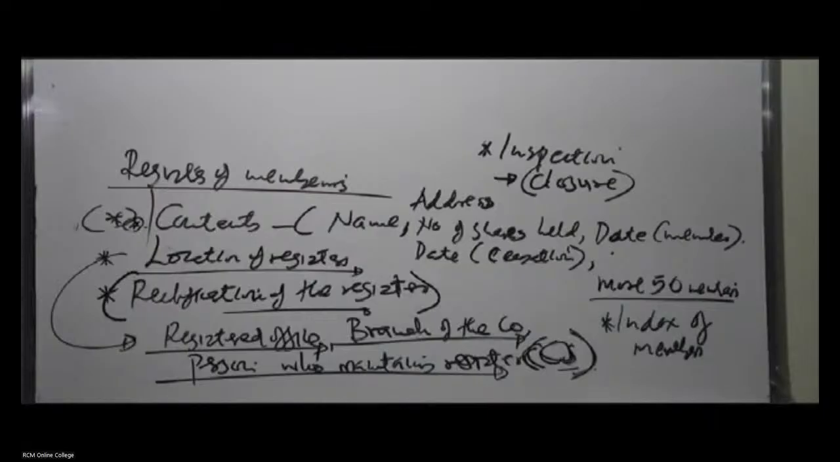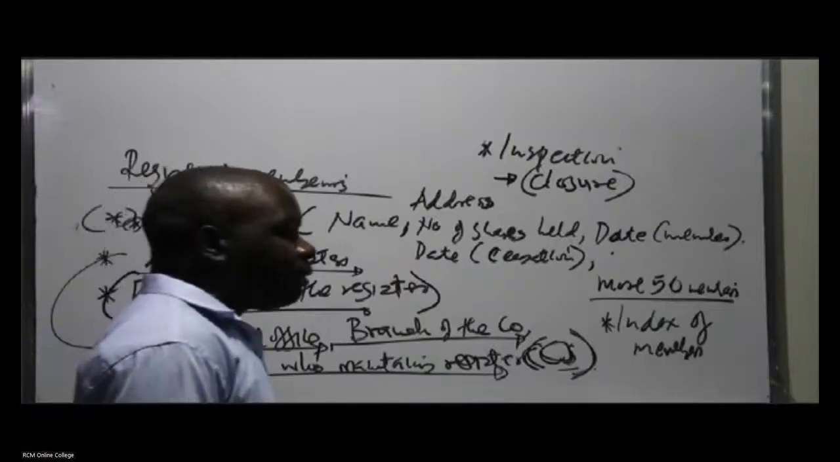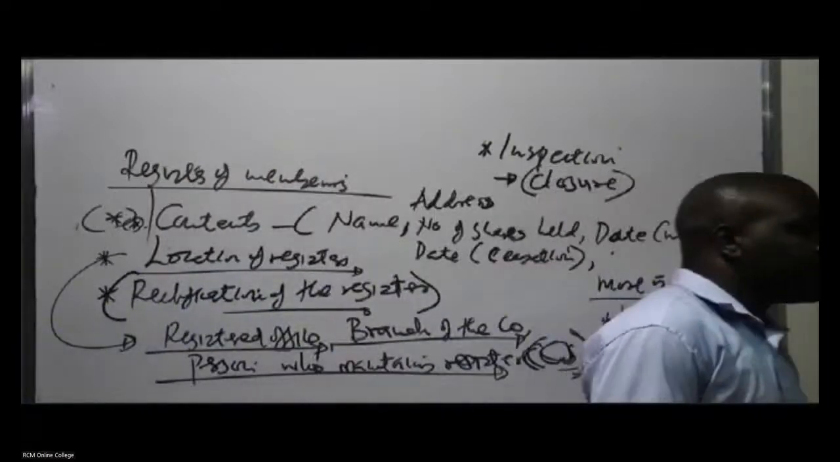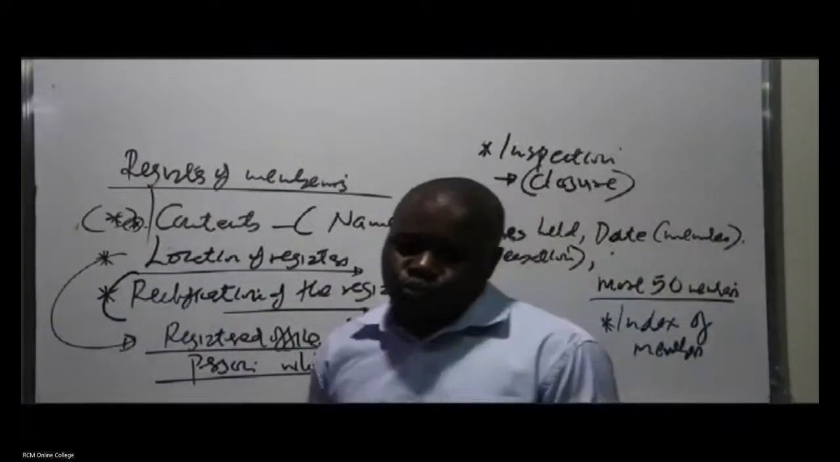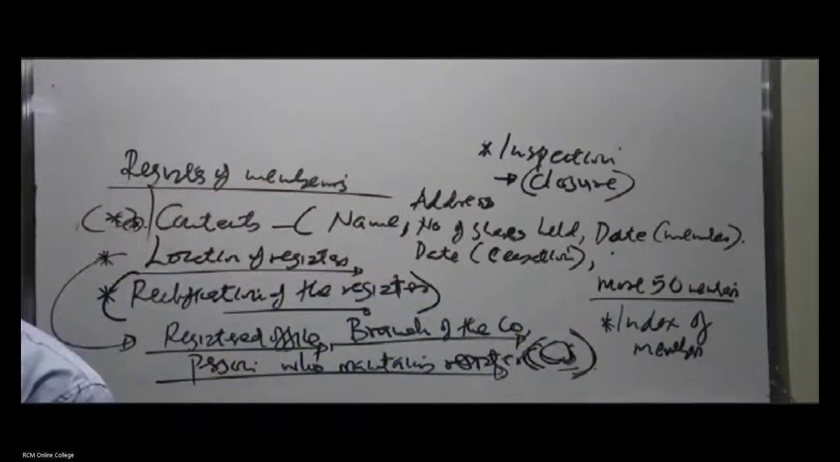I think we can end there for today. We'll wind up with these other things later on: majority rule, derivative action, and representative action. So we look at them in our next lesson. Let's see what people are asking here.